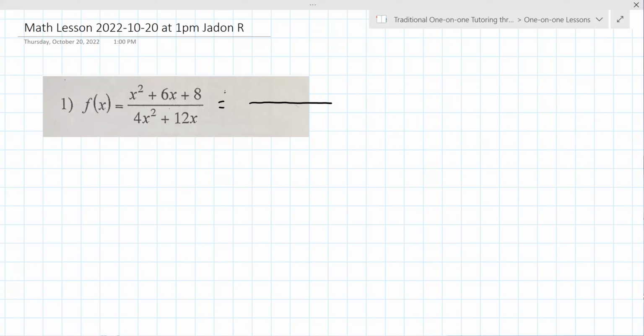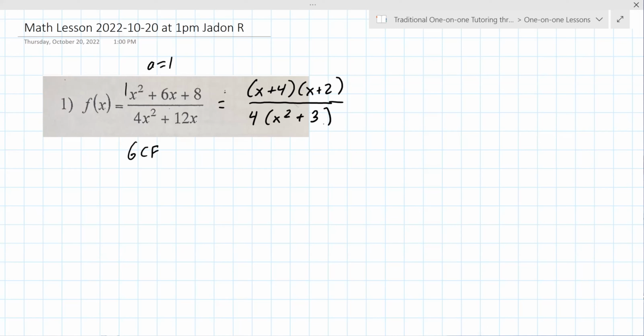So the numerator, I call it an a equals 1 type problem. You've got to find two numbers that multiply to 8 but add up to 6. So that is x plus 4, x plus 2. On the bottom, you're going to use a GCF to factor first. So there's a 4 that goes into both, and that's x squared plus 3, like that. And there is actually no further that you can go on the bottom.